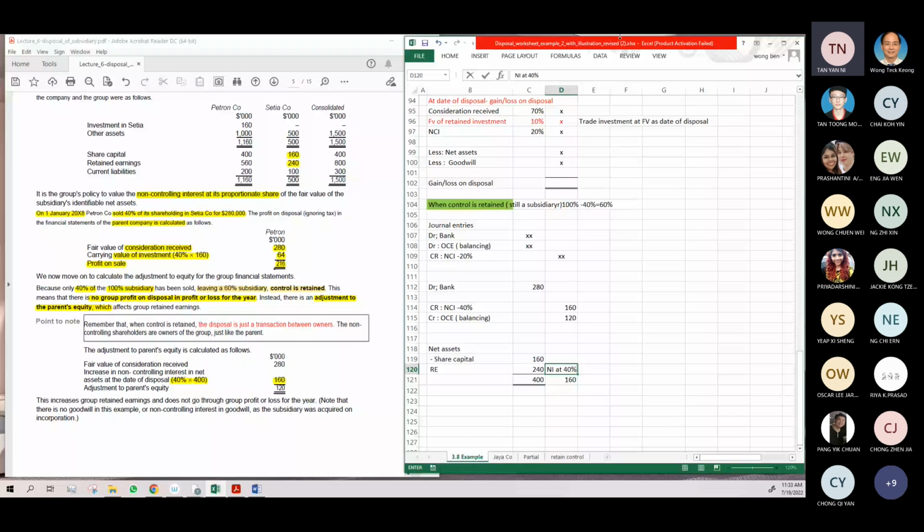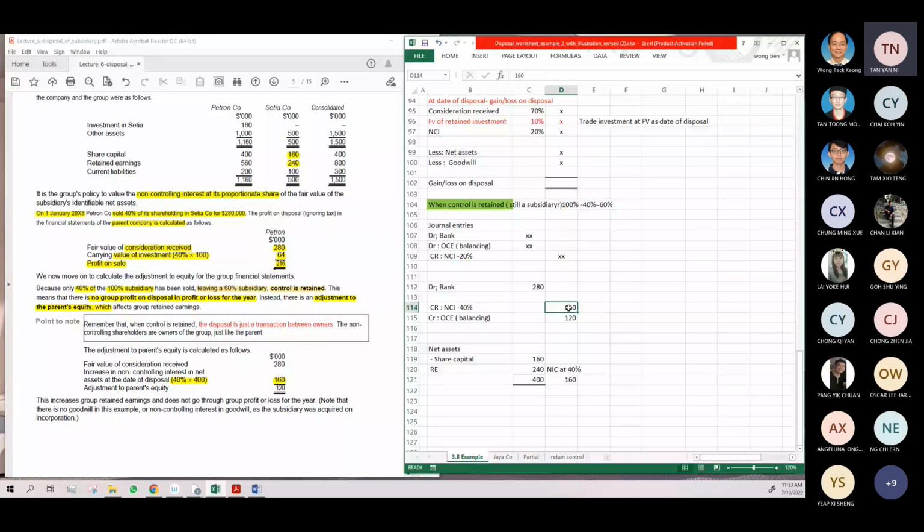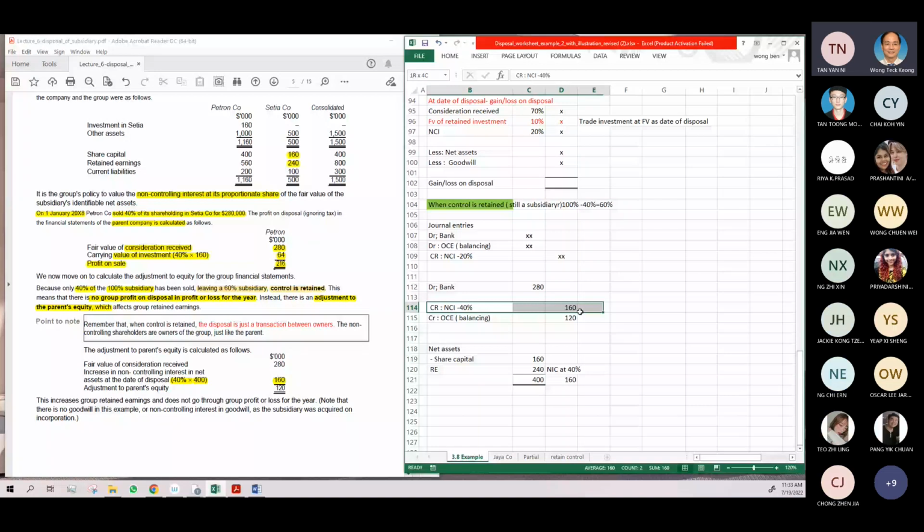Understand? Yes, understand. Thank you. So your 40% NCI value at 160. But this guy pays you 280,000. Receive money, you debit back. So when you sell to the NCI, the parent sells to the NCI, so NCI increases, so you credit NCI. The difference goes to the balancing figure, to other component of equity.